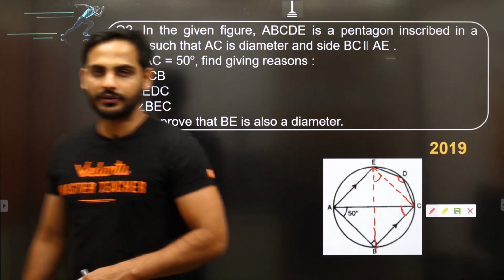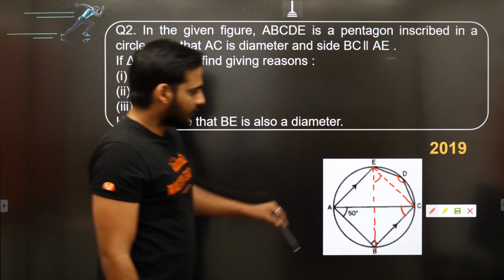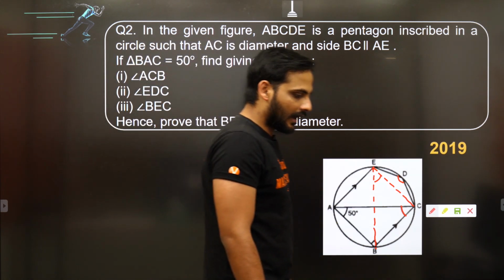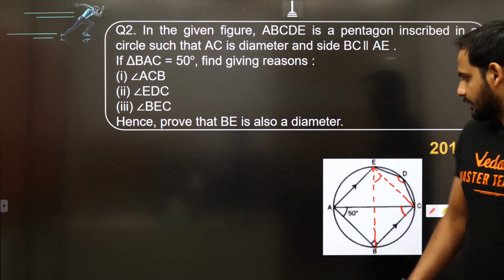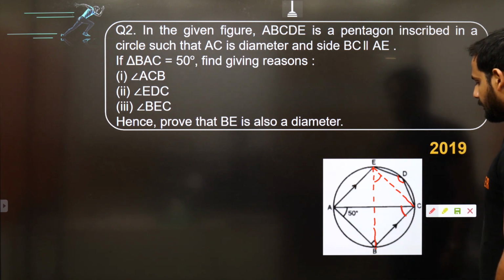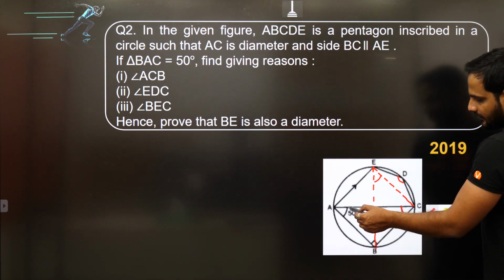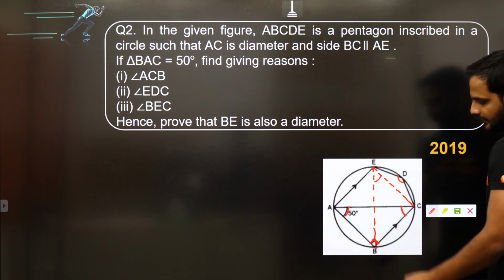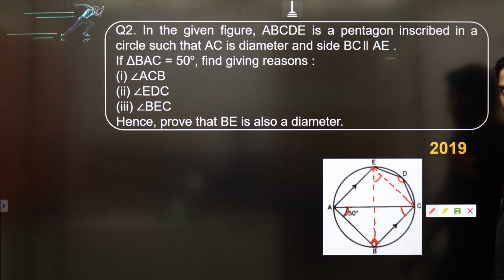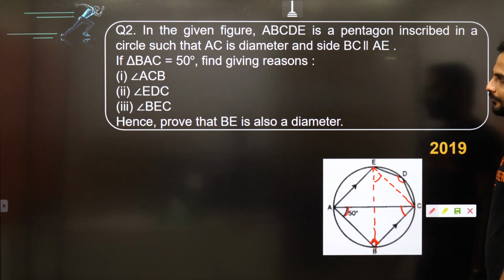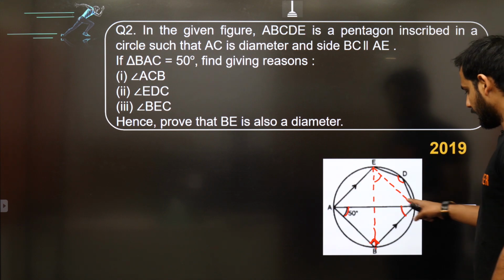First thing which I want you to notice: if these two sides are parallel, both these sides are parallel. Now beta, see, first part, this angle is 50 degree, this angle is 90 degree because it is the angle at the semicircle. So I can easily get the value of angle ACB.